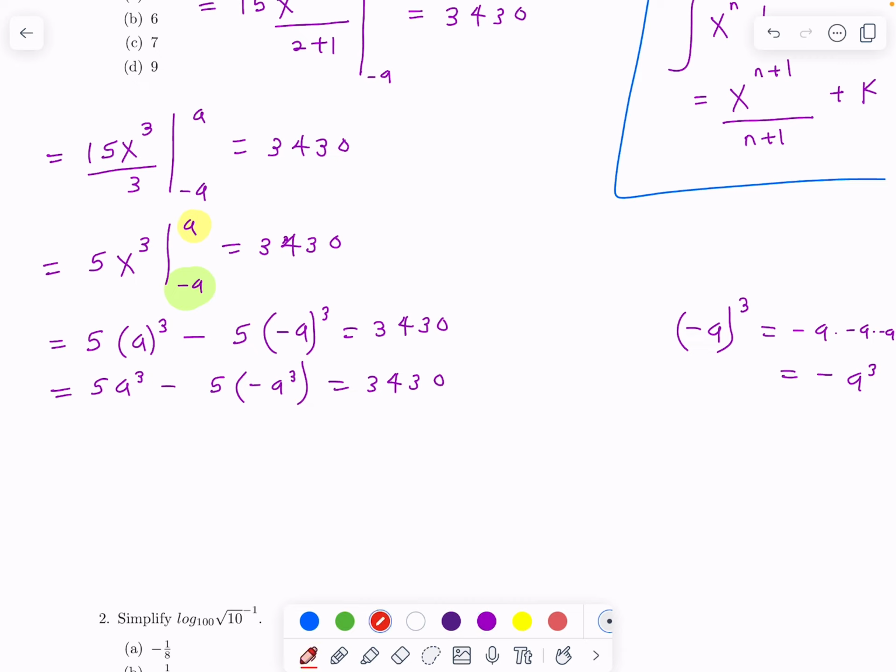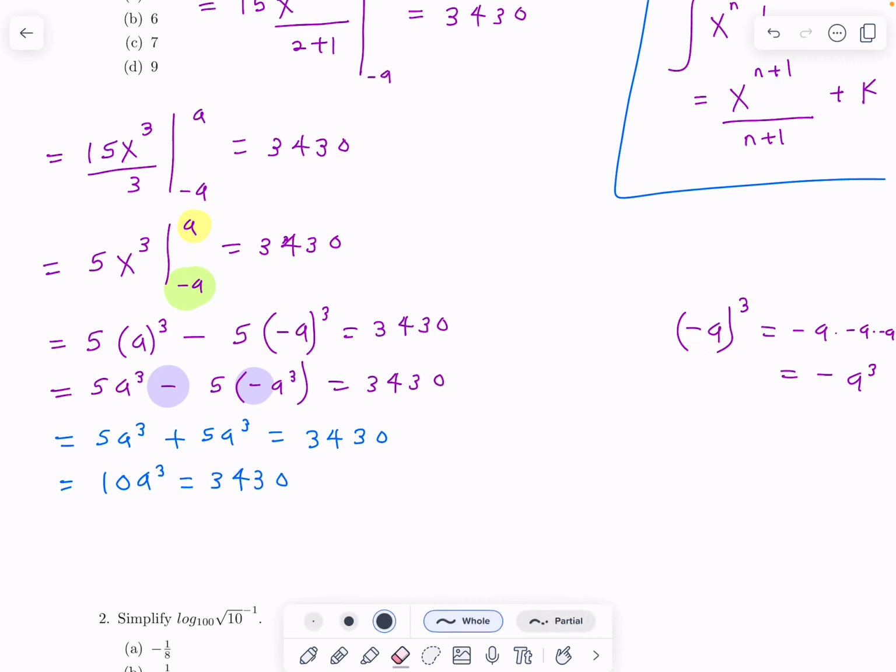And this negative here can multiply this negative out here. So if that multiplies, this is going to be equal to 5a cubed plus 5a cubed equals 3,430. It's just like if you say 5 oranges plus 5 oranges, that is 10 oranges. So 5a cubed plus 5a cubed is just going to be 10a cubed. This is going to be equal to 3,430.